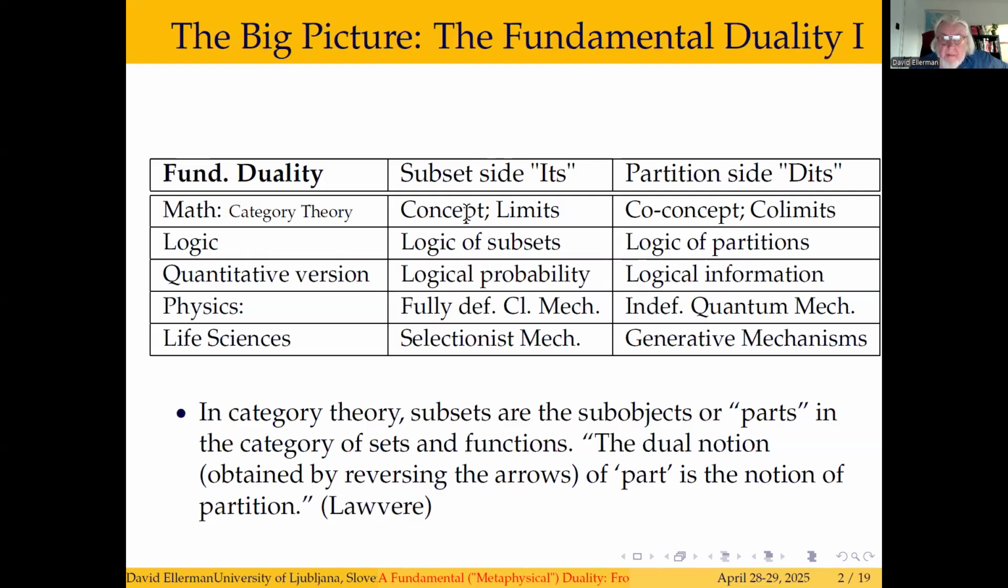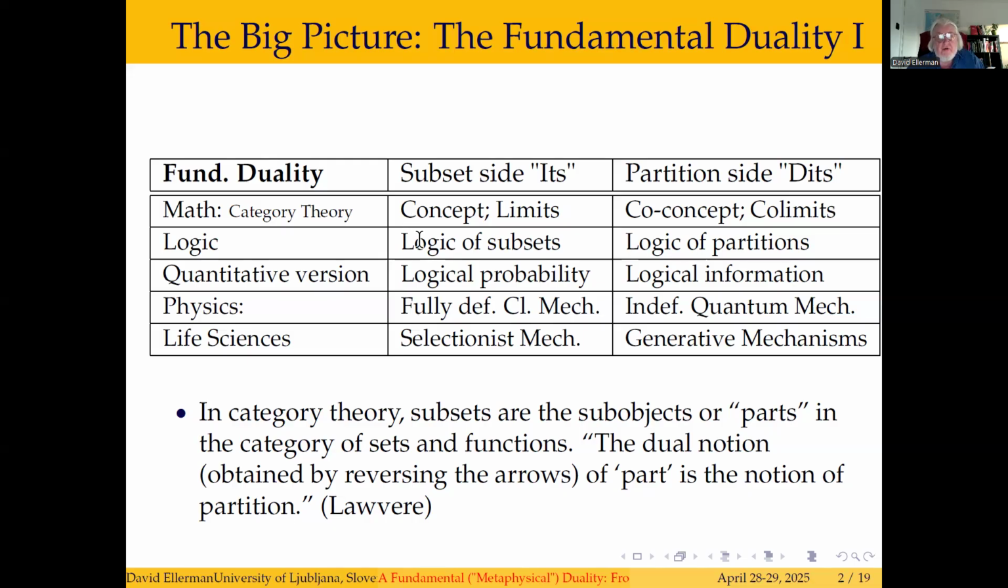Category theory in mathematics is the only place where both sides of this duality are really developed. The duality can be seen as a duality between subsets and partitions. And here's a quote from one of the great category theorists: the dual notion of a part or a subobject or a subset is the notion of partition.